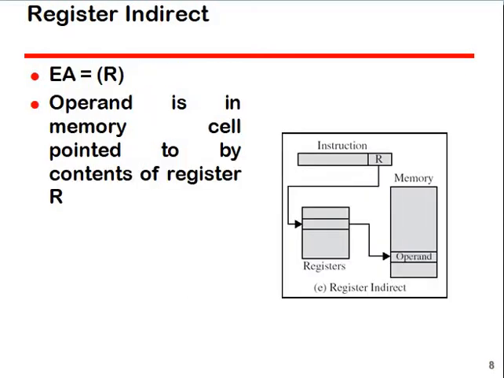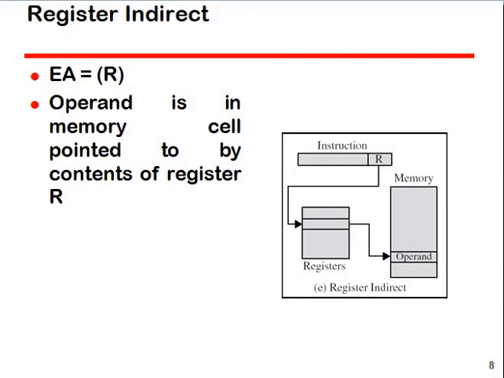Next is the register indirect addressing mode. For example, we have MOV R0, A. It means that the value of the A register gets loaded into R0. R0 here indicates a register, so the transmission takes place from memory to register. That is why it is called register indirect addressing mode.